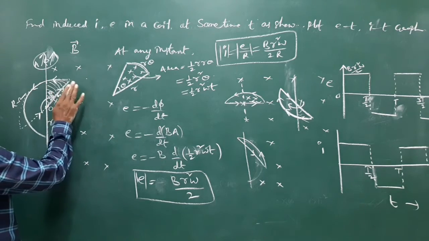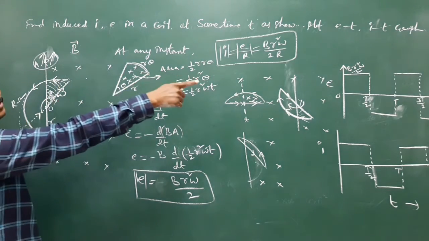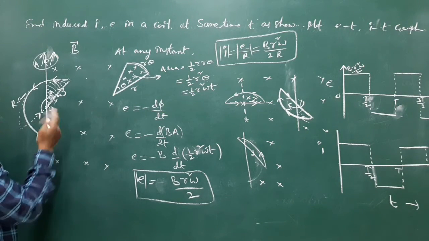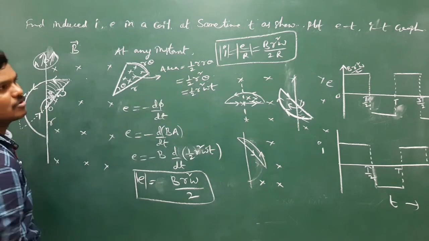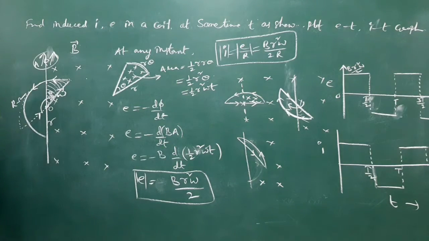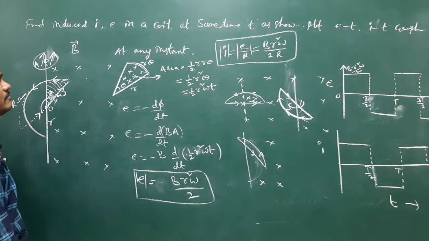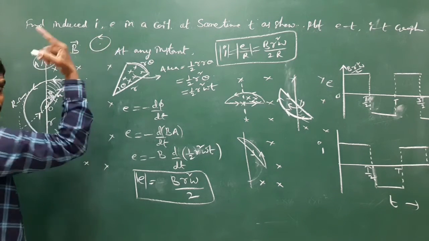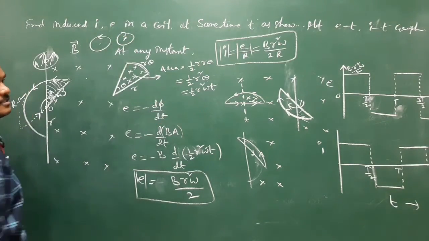See, if it enters, flux increases. So induced current is anti-clockwise. So I have taken positive. If it comes out, flux decreases. Induced current is clockwise. So I have taken negative. So based on that, I have drawn a graph. Here I am taking anti-clockwise as positive, clockwise as negative. Because anti-clockwise is like this, outward I have taken positive. Clockwise, inward, negative, like that.